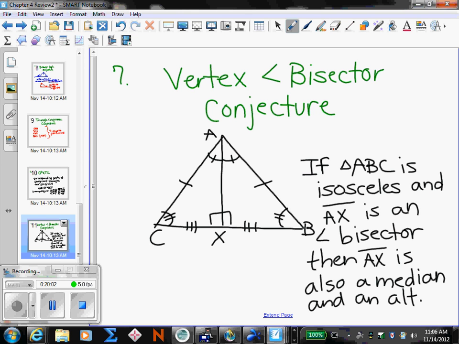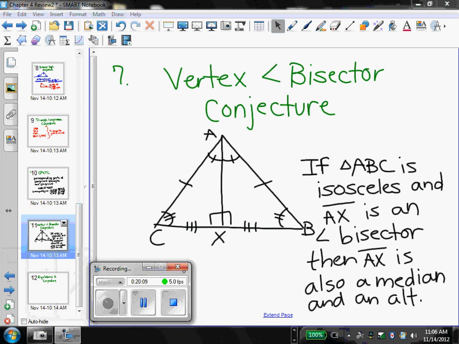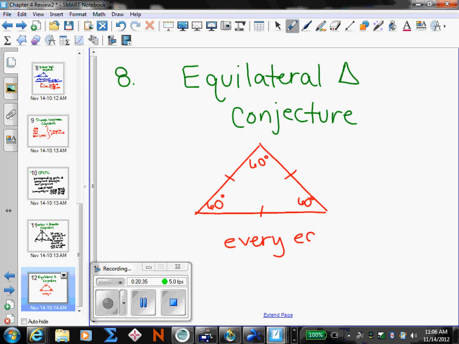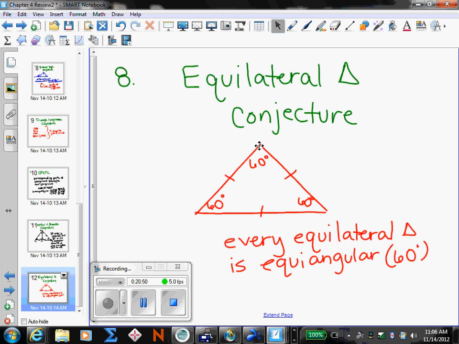And then your last slide, the equilateral triangle conjecture. That's what we want on the outside. On the inside, if it's equiangular, it's equilateral. If it's equilateral, it's equiangular. So, every equilateral triangle is equiangular. And you might as well put 60 degrees there because it will be 60 degrees. And every equiangular triangle is also equilateral.